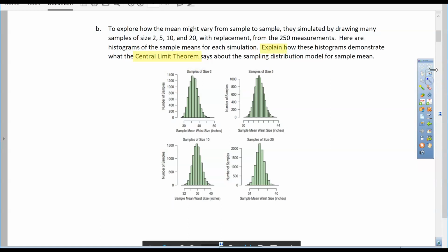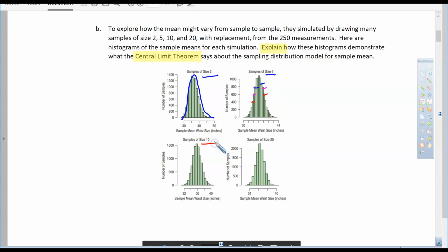So if I look at each of the histograms, this is size 2. My size 2 looks slightly skewed. I can see that the tail is more towards the right side. And then as my sample size gets bigger, it's not so skewed anymore. It starts to look a little more normal, but the edges are kind of off. Some of them are not necessarily symmetric yet, but it looks pretty symmetric.